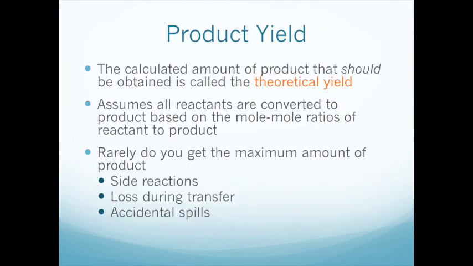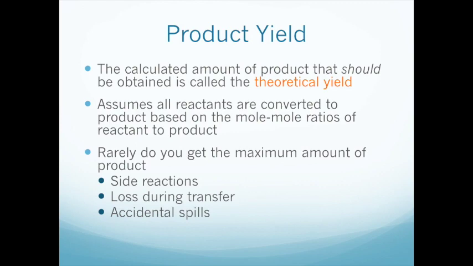And of course, because chemical reactions are never perfect, this number that we just calculated is known as the theoretical yield. So that's how much you should produce given perfect situations and complete reaction of the non-limiting reagent.